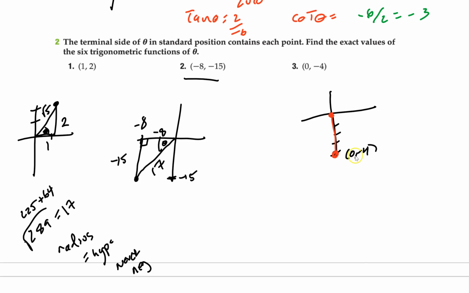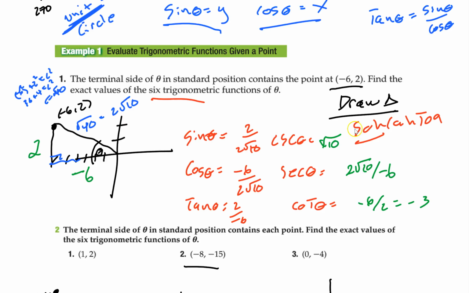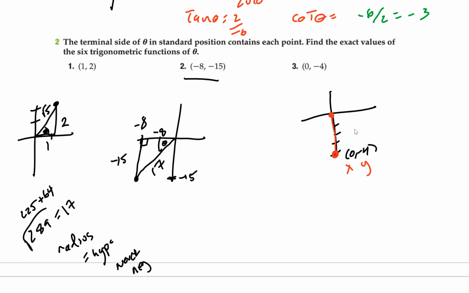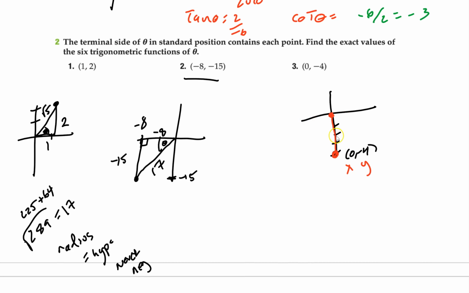This one's special. This is my x value and my y value. And now this is where we use our formulas. Sine equals y over r. Cosine equals x over r. Tan equals y over x. I'm not going to use the unit circle version yet because this is not a length of 1. This is a length of 4. So in this case, our r is 4.